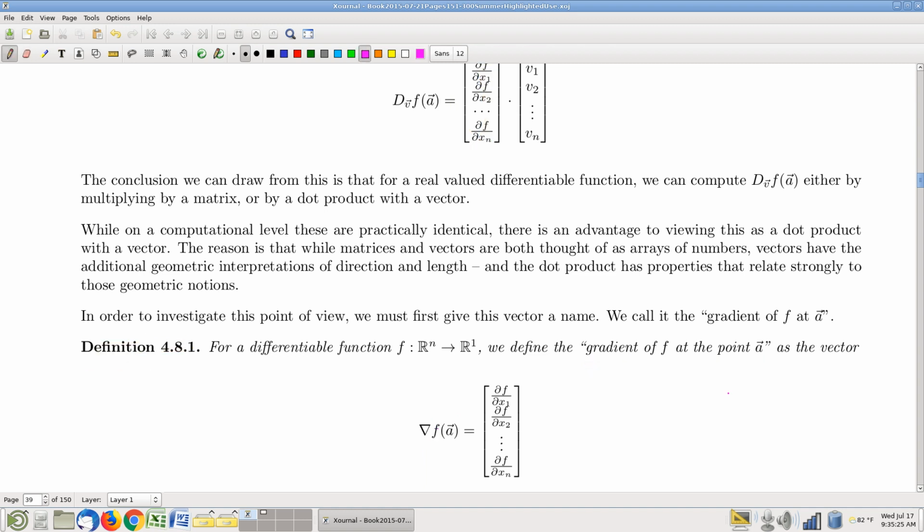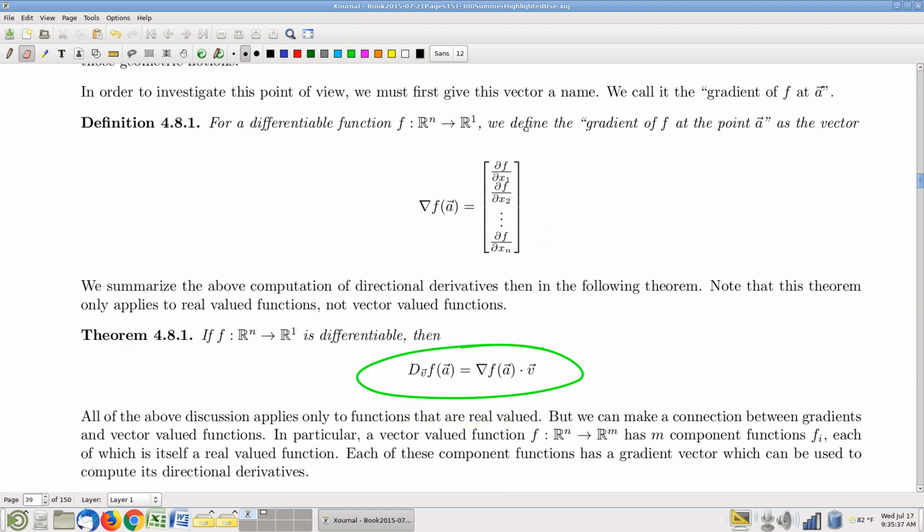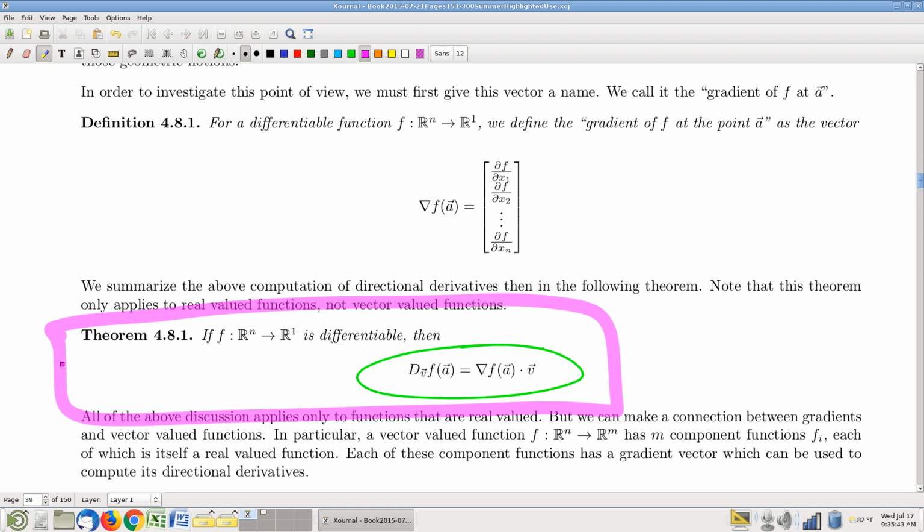So with this new notation for our gradient vector, we can rewrite this equation up here. We can rewrite that equation as that, and this is our theorem. And again, there's not any particularly new knowledge in how we've written this right now, but here we have the opportunity to possibly gain some new knowledge by interpreting this as a dot product.